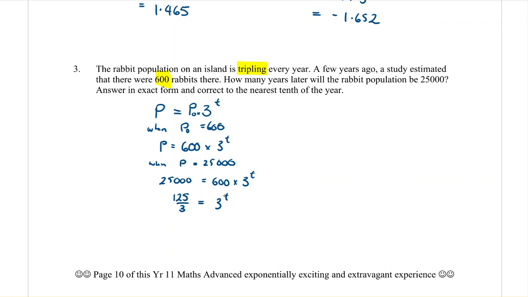Now to solve that, I've got a power of T. Not a very nice thing to try and get a same base, so we're going to turn it into a logarithm. So the T is going to stay where it is. I'm going to slide the 3, sliding base. I'm going to slide the base across to the other side and turn it into log base 3 of 125 over 3.